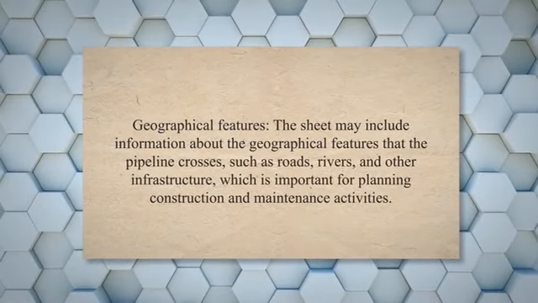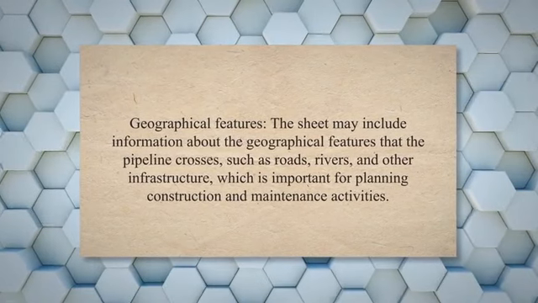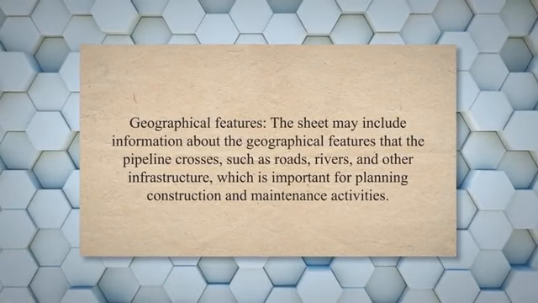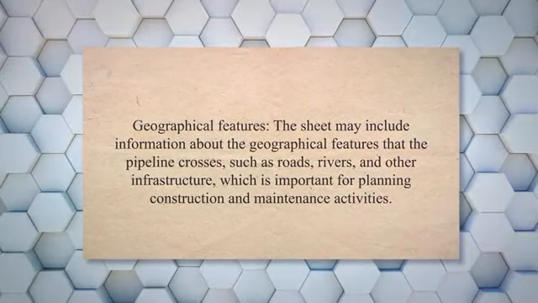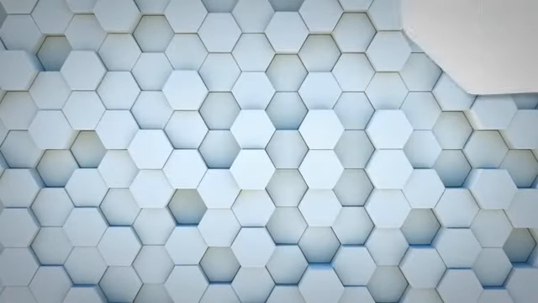Geographical features. The sheet may include information about the geographical features that the pipeline crosses, such as roads, rivers, and other infrastructure, which is important for planning construction and maintenance activities.